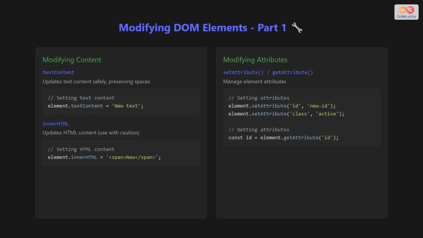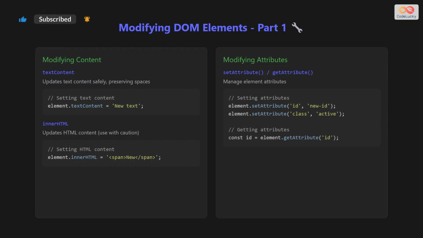Now let's delve into modifying existing elements. Modifying the content of an element is a fundamental task. textContent is the preferred method for updating text because it safely preserves spaces. For example, using element.textContent and assigning it the value new text will modify the text content of the element. innerHTML, on the other hand, allows you to update HTML content, but it should be used with caution due to potential security risks. For example, using element.innerHTML and assigning a span element will change the HTML content within the element.